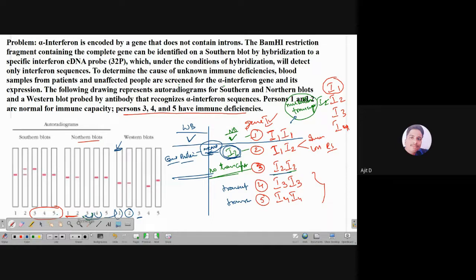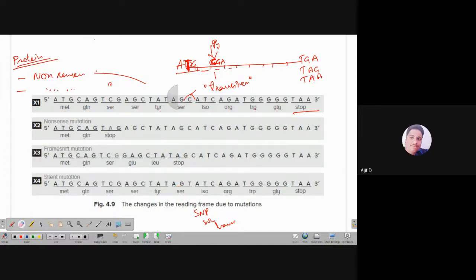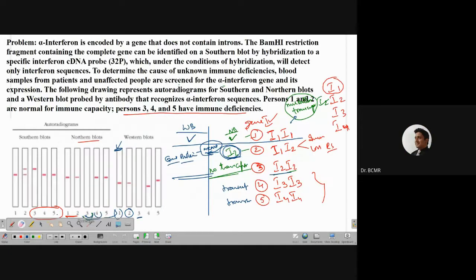Which type of mutation is possible? Frame shift. Maybe frame shift is possible, because with a frame shift the codon also might change, and the amino acid coded by that specific codon might differ. Yes, frame shift mutation is possible. So all we need to know is that we have a protein of low molecular weight compared to that of the wild type. That's why it is running faster.